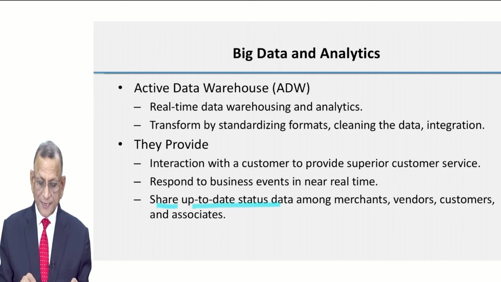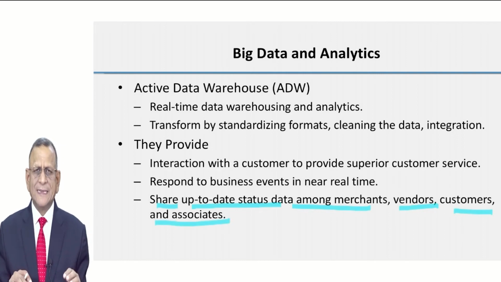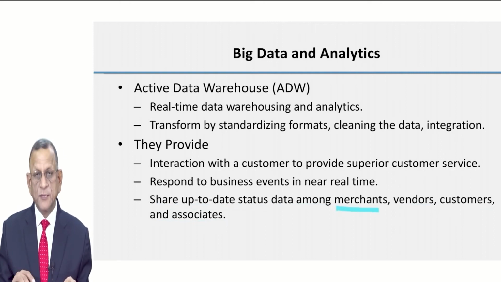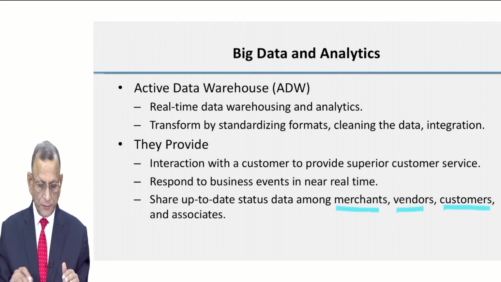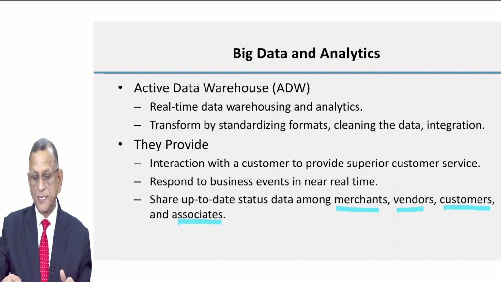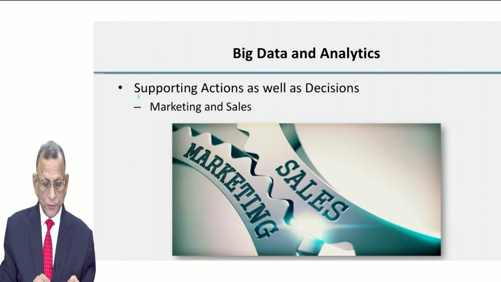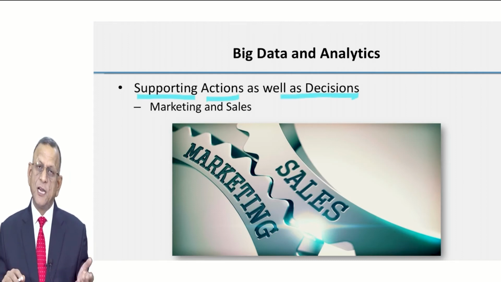It shares up-to-date status data among merchants, vendors, customers and associates. Latest data is being shared by the organization with everybody. Merchants means channel partners, vendors means suppliers from whom we are buying, customers, tertiary customers, those who are buying for consumption, and associates, maybe transport with the bank and other associates are in a position to understand what's happening. So, this is going to support actions as well as decisions. Action means I'm selling, decision means how much I should buy.